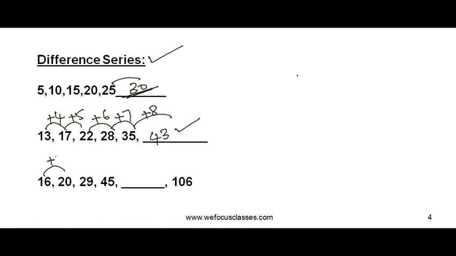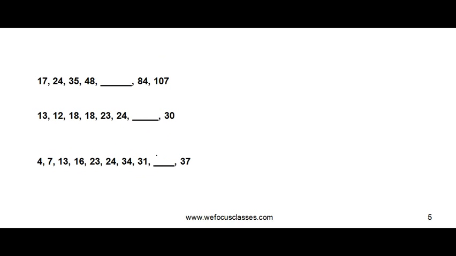Here 16 to 20 the difference is 4, and 20 to 29 the difference is 9, 29 to 45 the difference is 16. So 4 is 2 square and 9 is 3 square and 16 is 4 square. As I said, difference can be given in any ways. Now you add 25, that is 5 square. So that 45 plus 25 you will be getting the answer as 70. So if you find the difference, you can solve the problem. Go to the next problem.